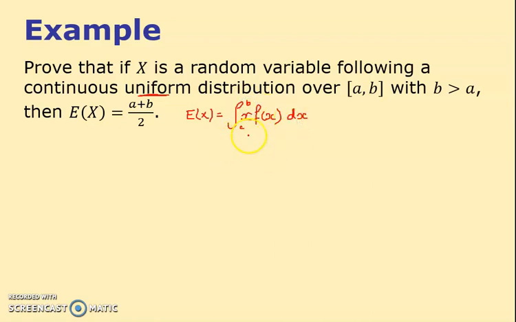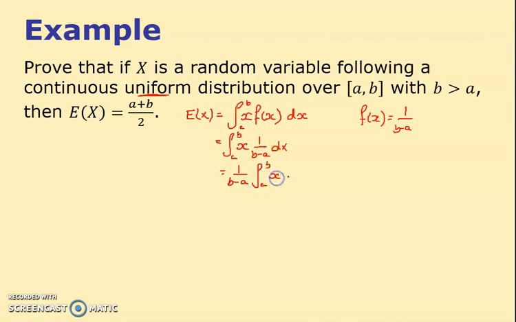And in this case, I already know what f of x is. I told you that on the last slide. It's 1 over b minus a. It's a bit rubbish, but that's what it is. And therefore, when I substitute that in here, I get x times 1 over b minus a dx. Now this is just a number, as we saw before, and in the example I had before it was a half. So I can take that out as a common factor, almost a constant number.